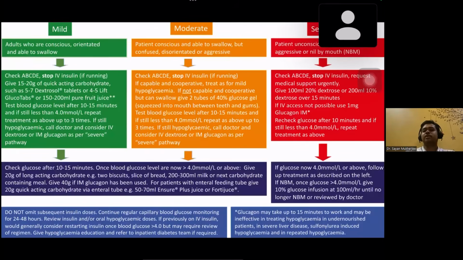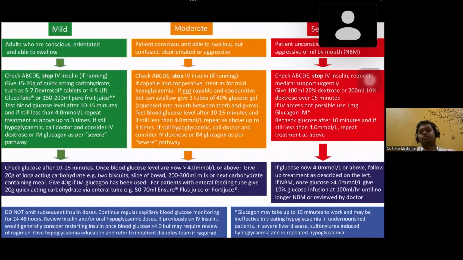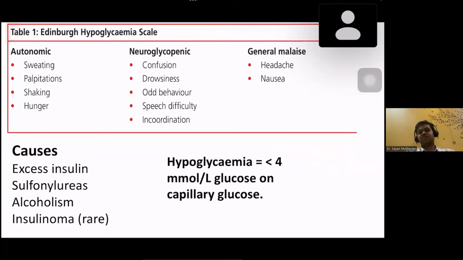The calculators are available. So this is a very good management pattern of how you should approach a case of hypoglycemia. So they have three categories: mild, moderate, and severe. So as I told you, see these symptoms. They're in the hypoglycemic scale. Patient may have sweating, palpitation, shaking, but he's conscious. He can talk to you. He can have oral fluids. Such a case we call mild.